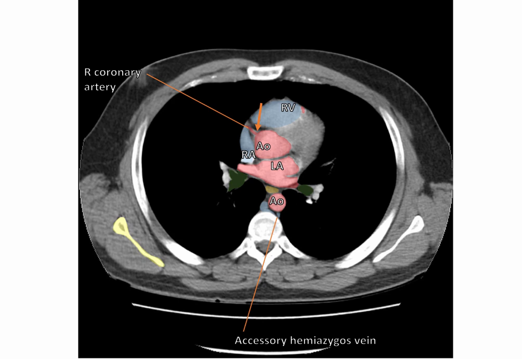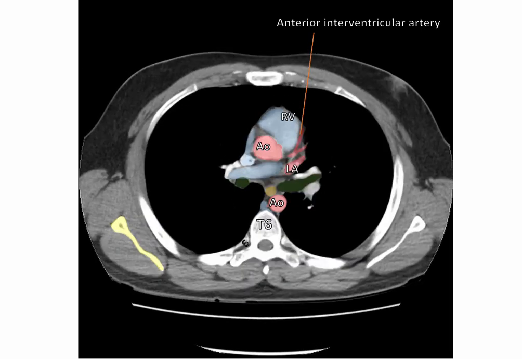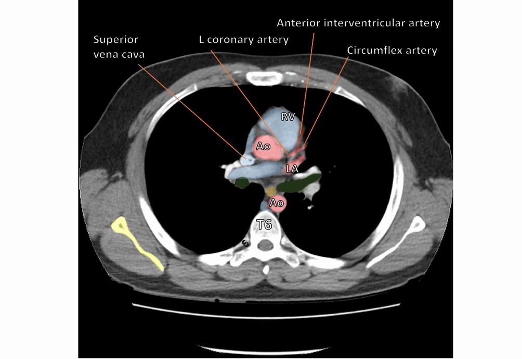artery. We are also beginning to see the profile of the anterior interventricular artery, also known as the left anterior descending artery. It is running in the interventricular sulcus, and now we can see where it branches from the left coronary artery with the circumflex artery.